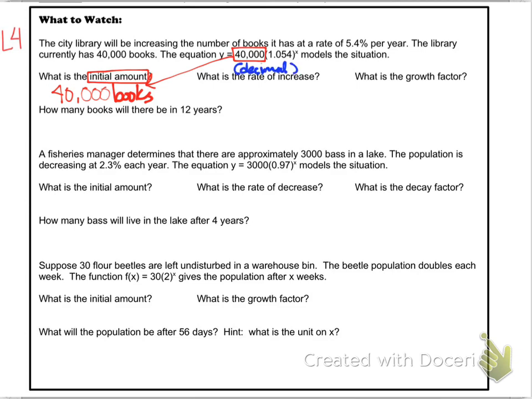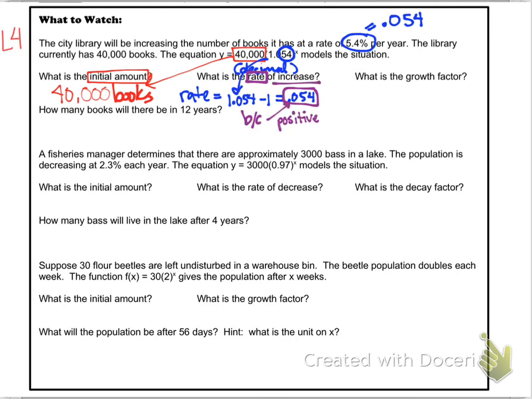What is the rate? Our rate of increase or decrease is always a decimal. It tells us right here that it's 5.4%. So as a decimal, it's 0.054. And the way we can figure it out is look at that growth factor and subtract 1 from it. So if I do this minus this part here, minus 1, that gives me the rate. The growth factor for percent growth or percent decrease kind of problems, our growth factor is the 1.054. It's the base that is being exponentially compounded.